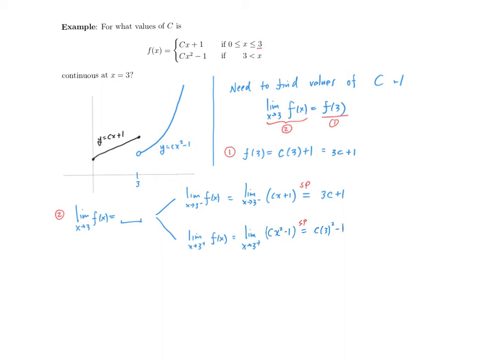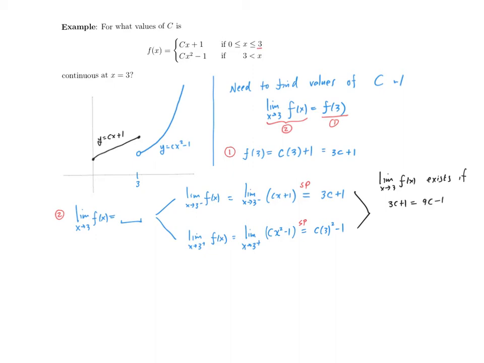And the only way the limit as x approaches 3 can exist is if the left limit and the right limit are equal to each other. That is to say, what we need to happen in this case, so I'll say the limit as x approaches 3 of f of x exists only if the limit from the left is equal to that limit from the right.